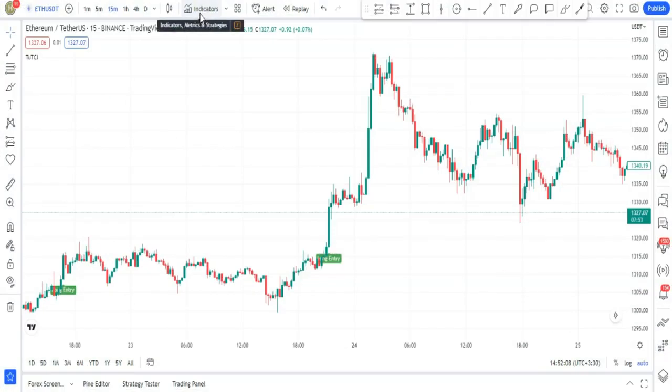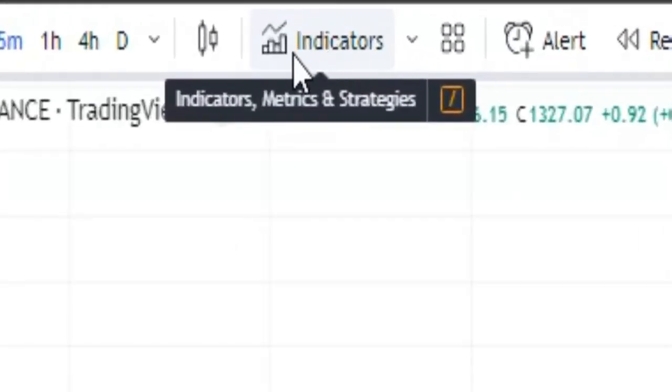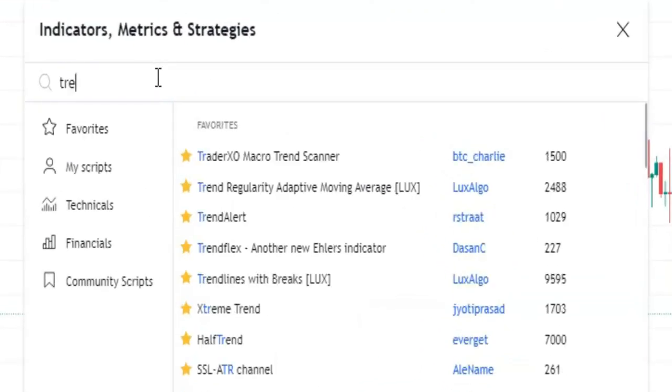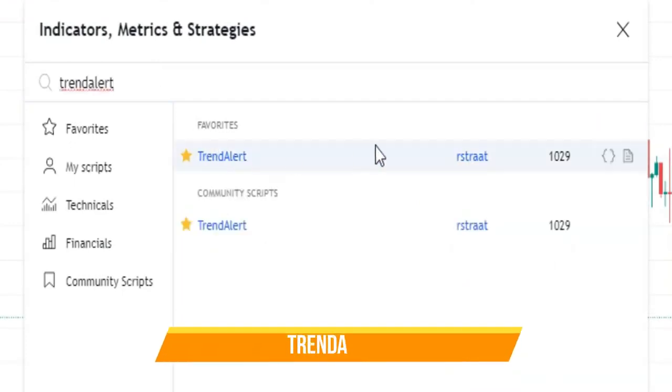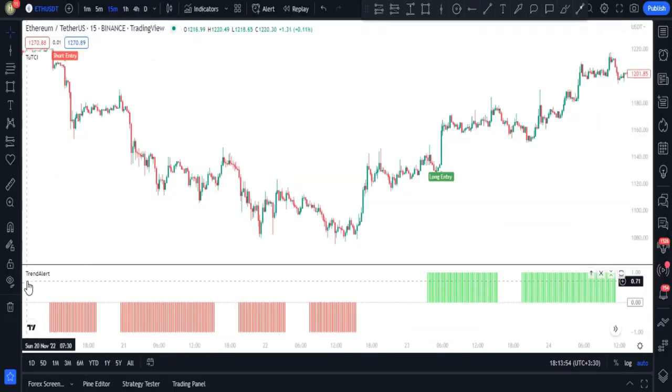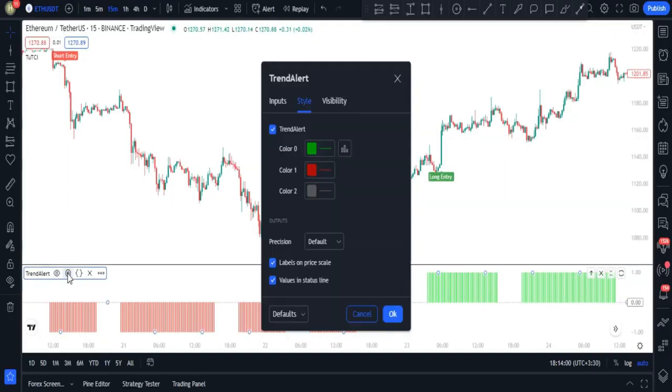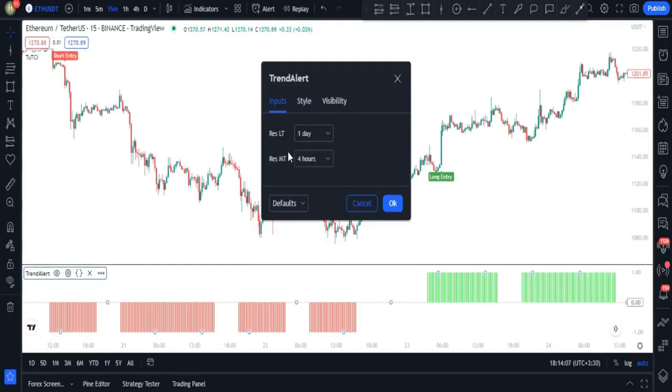Now it's time to add our second indicator to our chart. Therefore, click on the indicators and in the search zone, search for trend alert and add this trend alert indicator to the chart. This would be our trend alert indicator. We're going to use the trend alert indicator by its default settings.